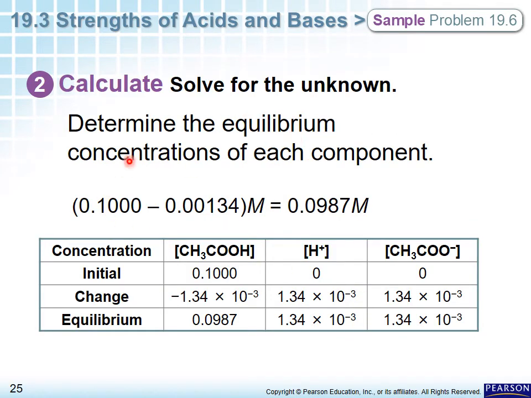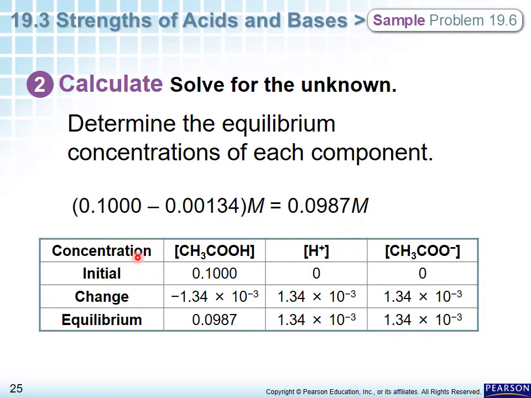Now determine the equilibrium concentration of each component. So 0.100 minus 0.00134 molar gives you 0.0987 molar. What is it? This is the concentration of the acid. So we get 0.0987 molar as the concentration.